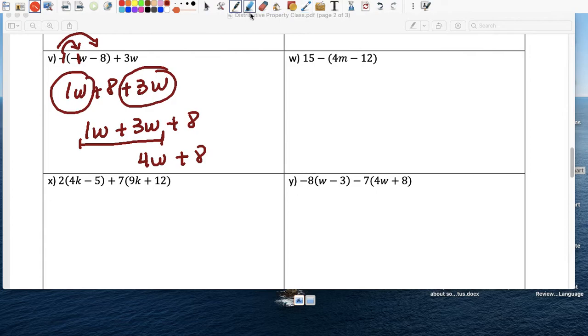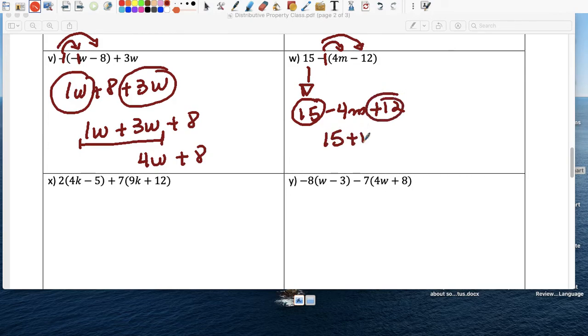15 stays. And there's a 1 here. That's where the distributive property is happening. So negative 1 times 4m is negative 4m. Negative 1 times negative 12 is plus 12. Combine like terms, this and this. 15 plus 12 minus 4m. 15 plus 12 is 27, and then minus 4m.